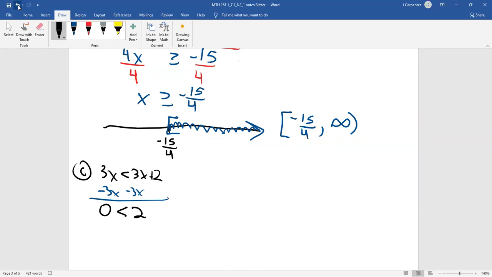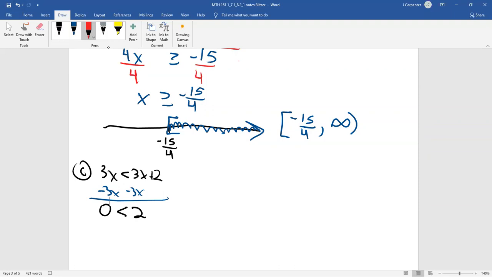Pardon my cough. So this is weird. The variables are gone. The variables have disappeared, but this isn't the first time we've seen that in this course. When your variables disappeared with equations, that meant we had to make a true or a false statement. So before we would get something like 5 equals 5 and we'd say true, or we'd get something like 5 equals 9 and we'd say false.